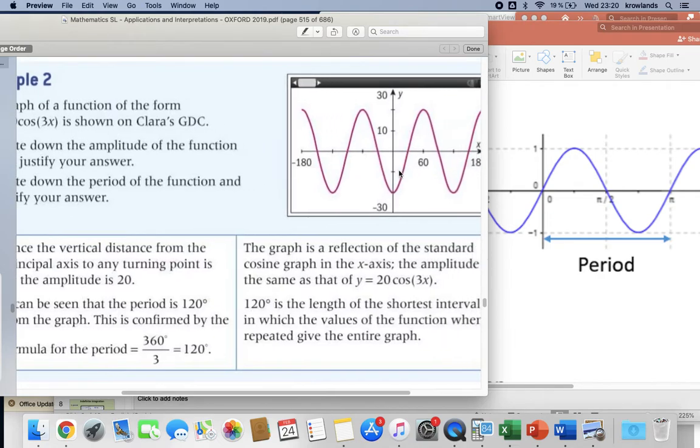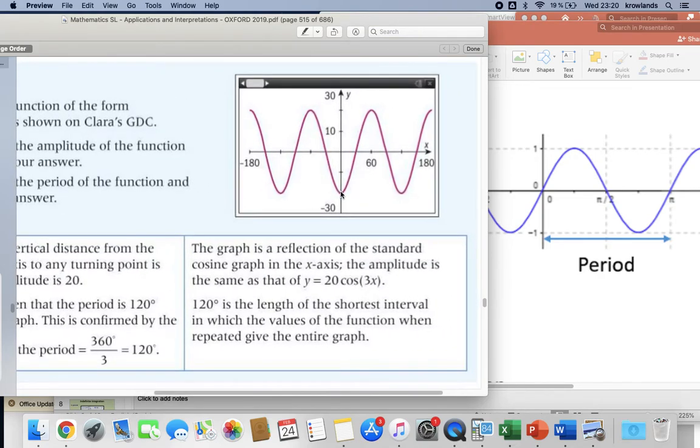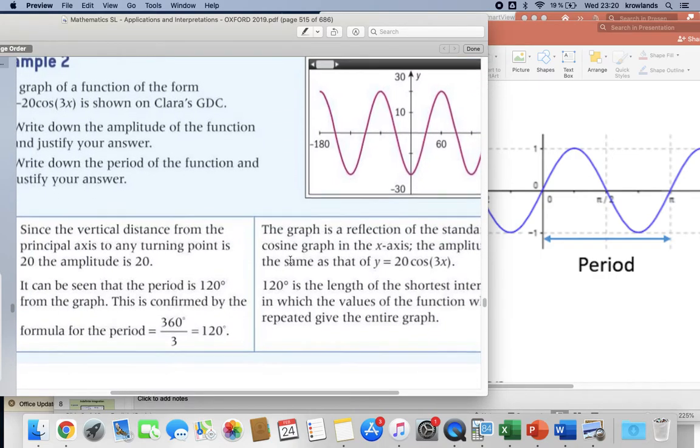If you wanted to use the picture of the graph, you could see when one full cycle completes, it's going from the minimum to the maximum, back to the minimum again. So a cycle is completed after 60, 120.